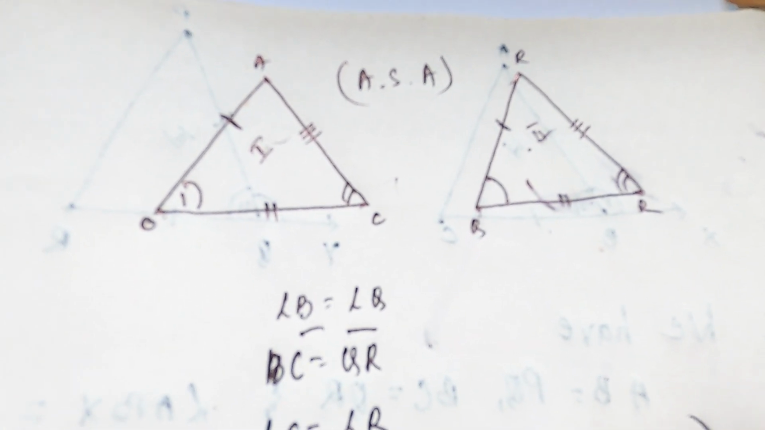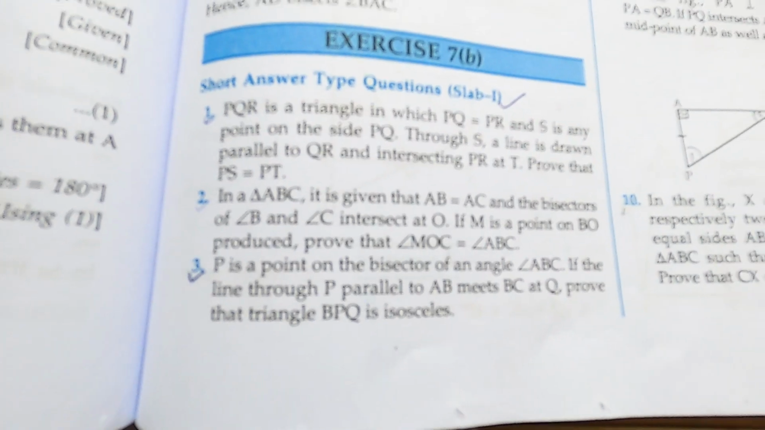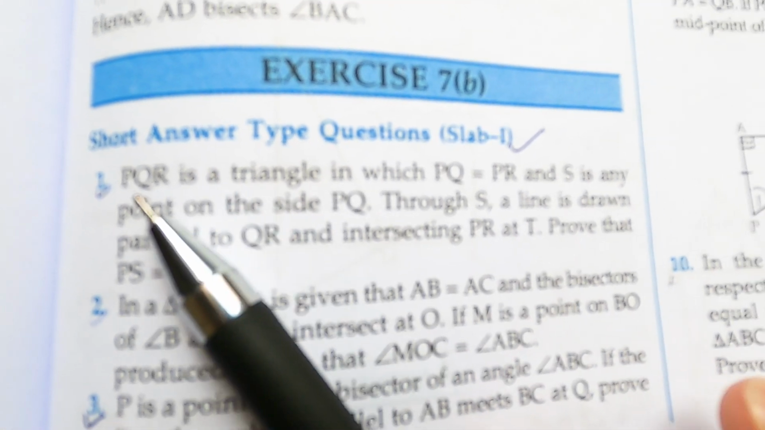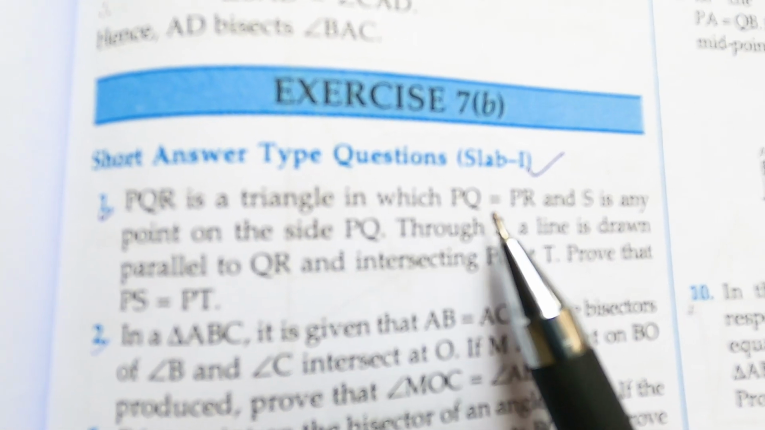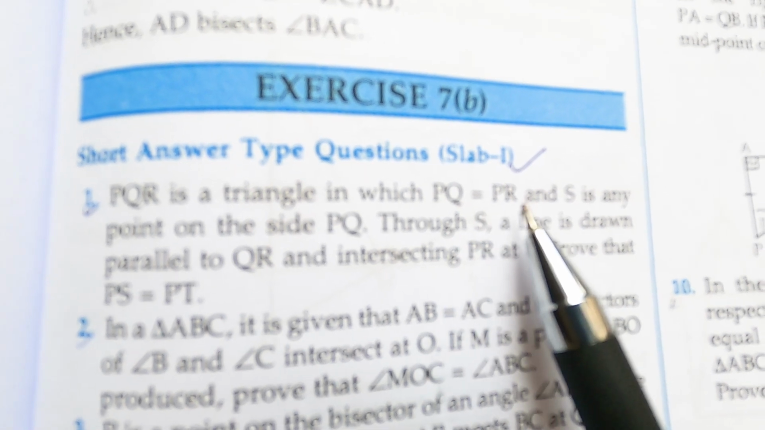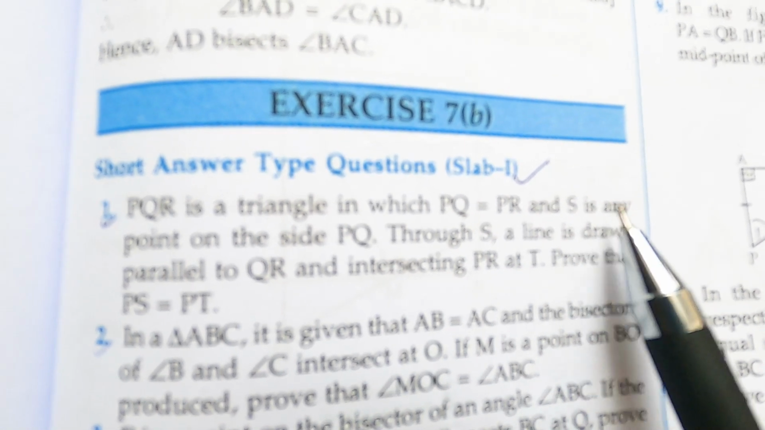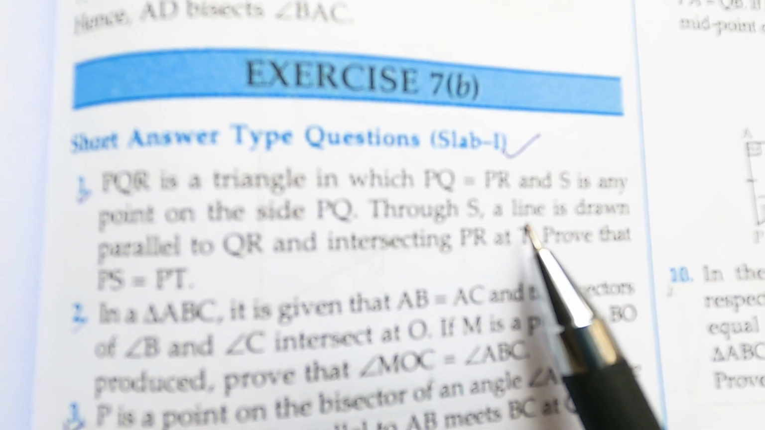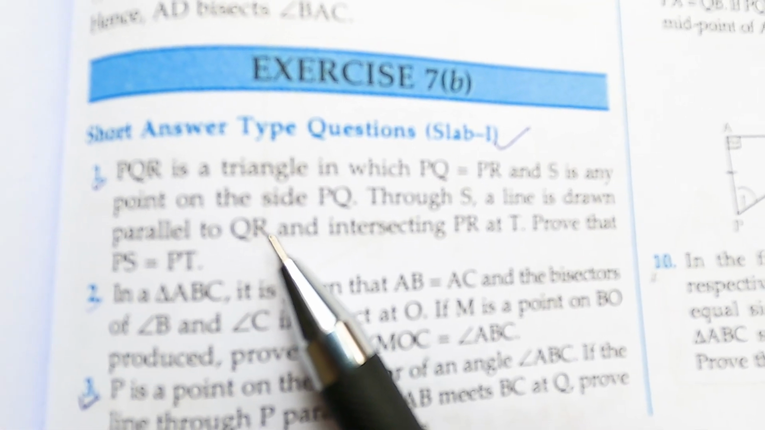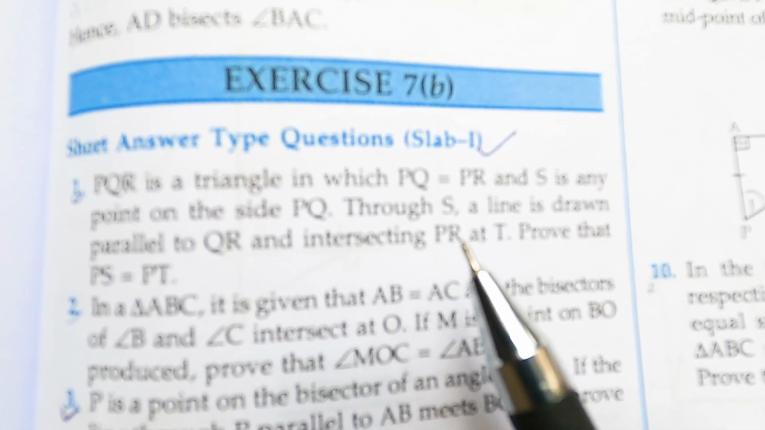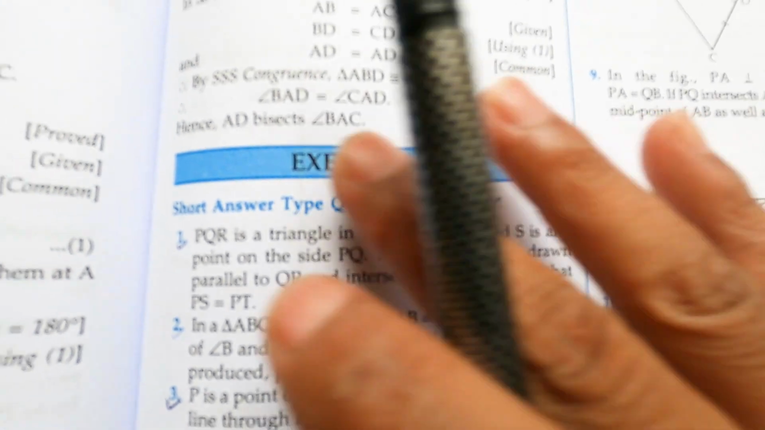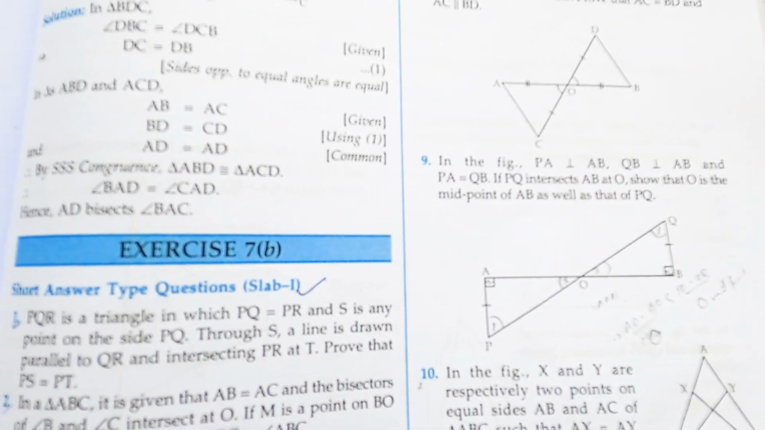So let us start with exercise 7b. All right, students, so let us start with exercise 7b. Now PQR is a triangle in which PQ is equal to PR and S is any point on the side PQ. Through S we draw a line parallel to QR and intersecting PR at T. So prove that PS is equal to PT. All right, so let us take a look at the diagram.